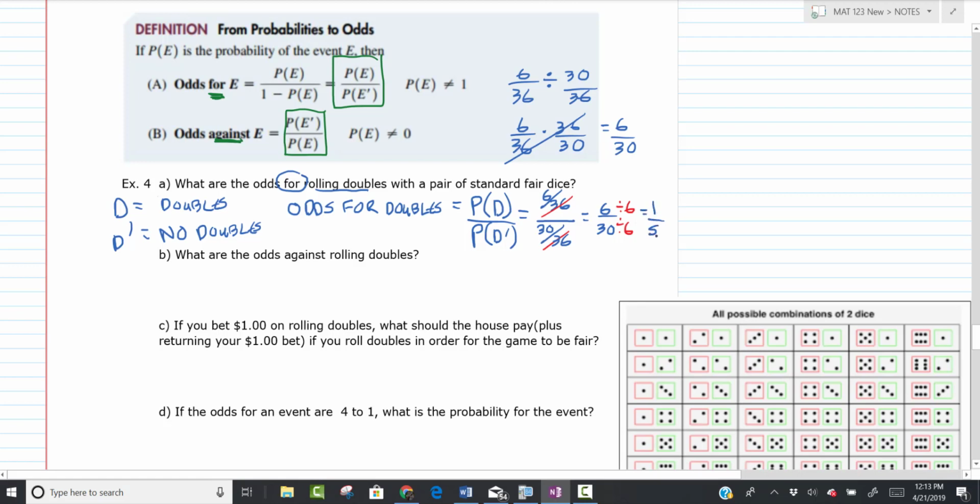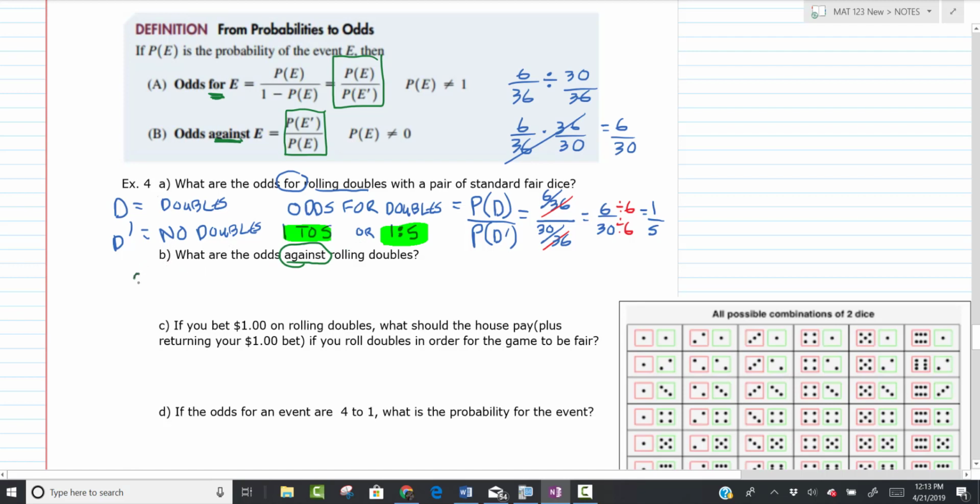Now what you do is you write the odds like this. You either say 1 to 5 odds, or you can say 1:5. Those are the 2 most common ways to write odds. So there would be 1 to 5 odds of rolling doubles. We'll talk about what that means in just a minute. The next one is the odds against doubles, and that would just be the reciprocal of this.